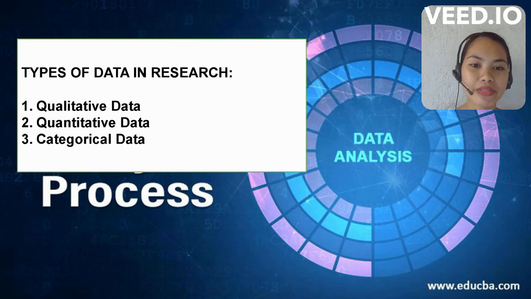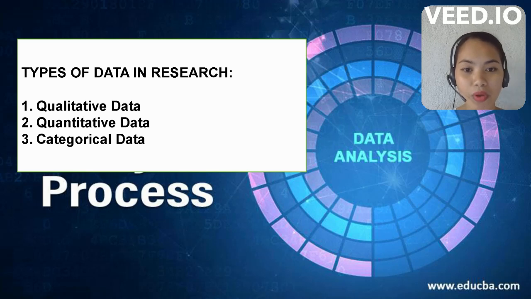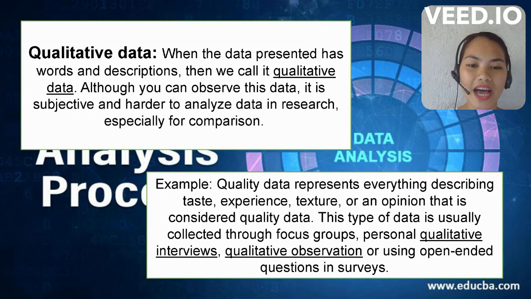So we have here types of data in research. We are very familiar already with qualitative data and quantitative data. We also have here categorical data. We are going to discuss on that more in the next slides. So we have here qualitative data. For qualitative data, when the data presented has words and descriptions, then we call it qualitative data. Although you can observe this data, it is subjective and harder to analyze in research, especially for comparison.